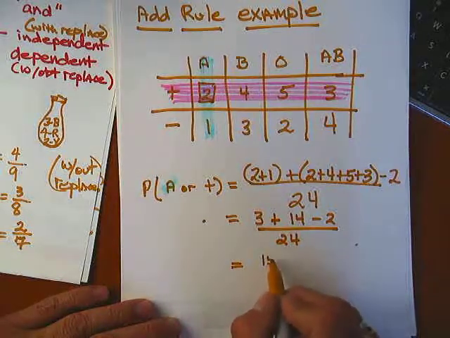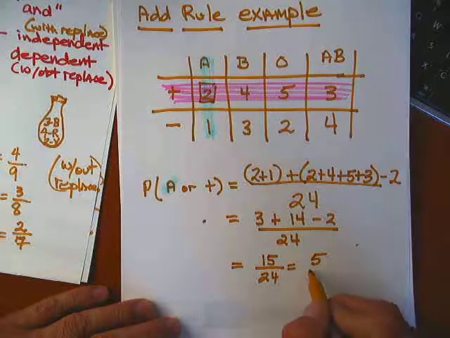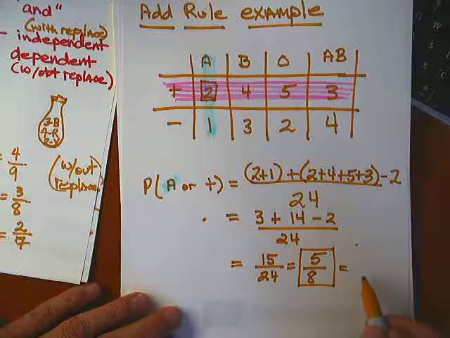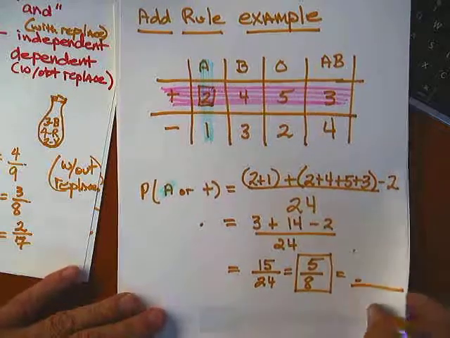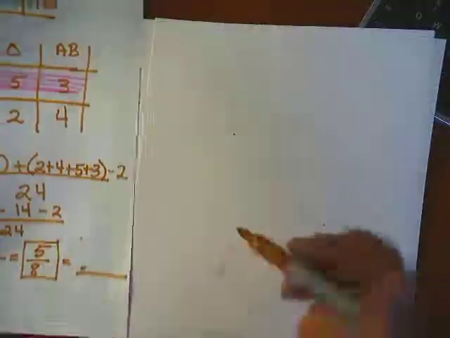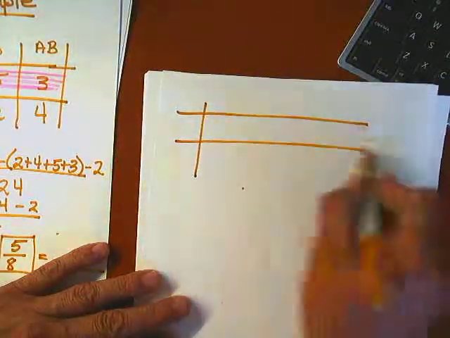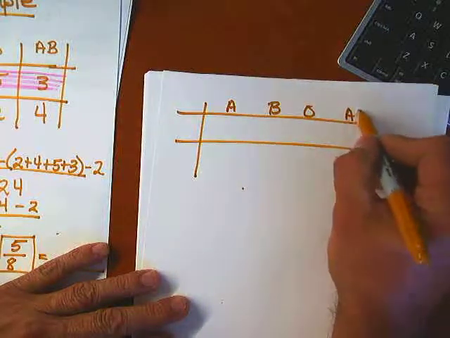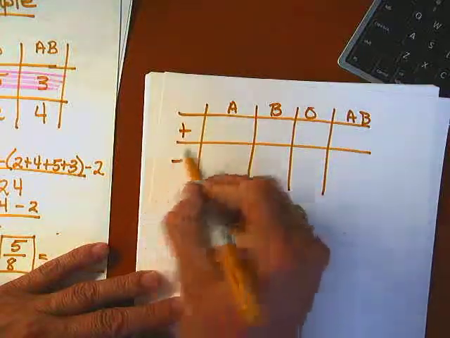You've got to always remember to subtract the overlap, and the overlap is right there. So that would be 2 plus 1 is 3, plus 6, 11, 14, minus 2 over 24, which is equal to 17 minus 2, which is equal to 15 over 24, which is equal to 5 over 8, something like that. And that would, of course, be a decimal between 0 and 1.